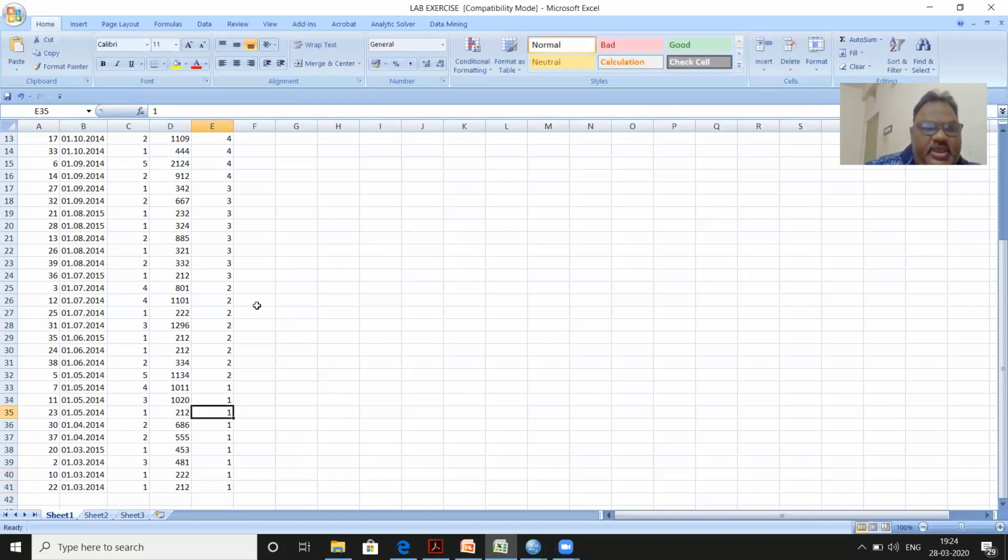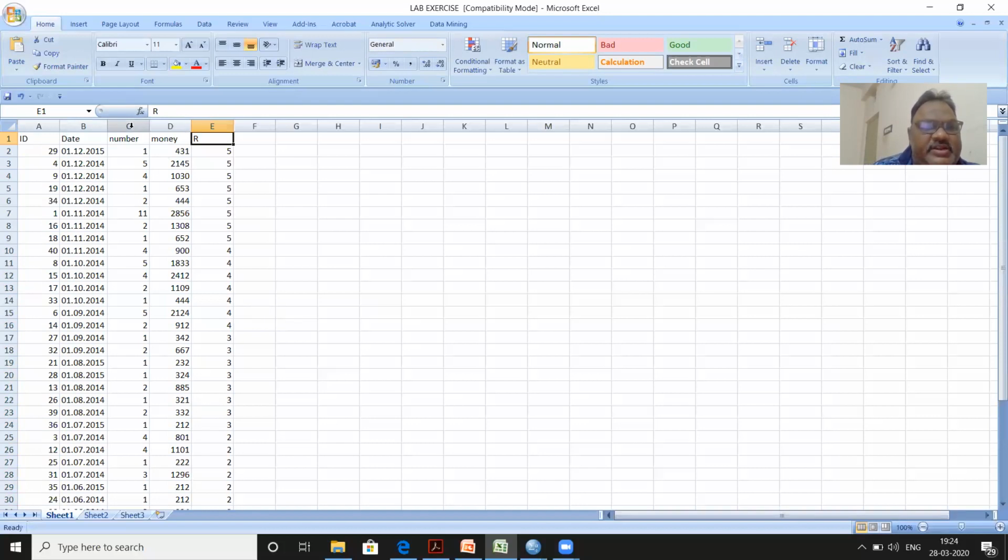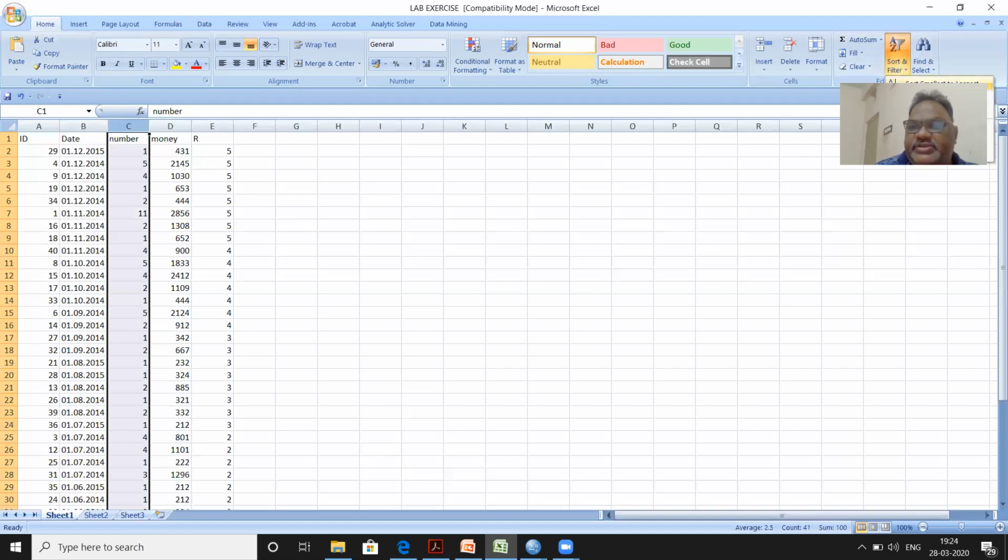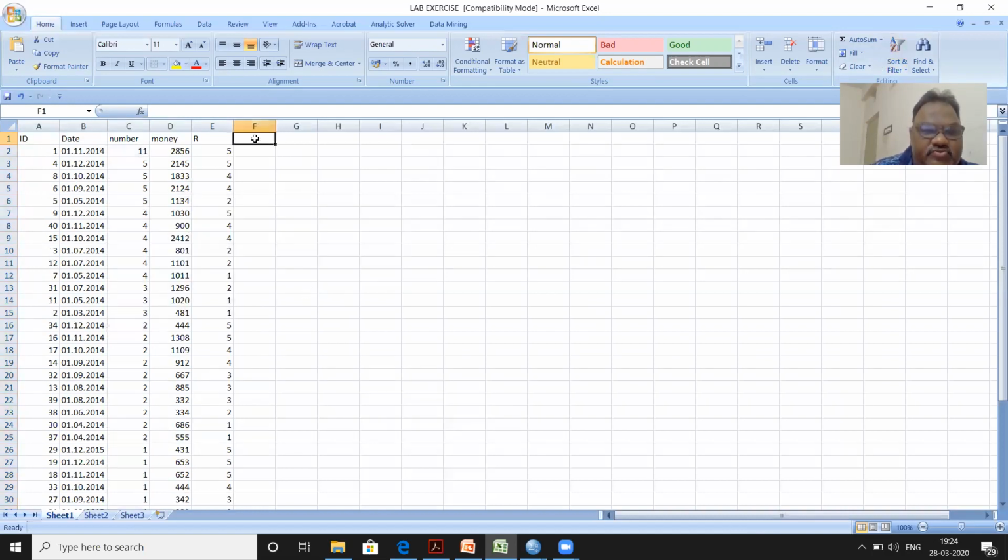Then again, this is the frequency, the number of times visited. Again, I will sort it into descending order, meaning largest to smallest. Then now I will give score F.